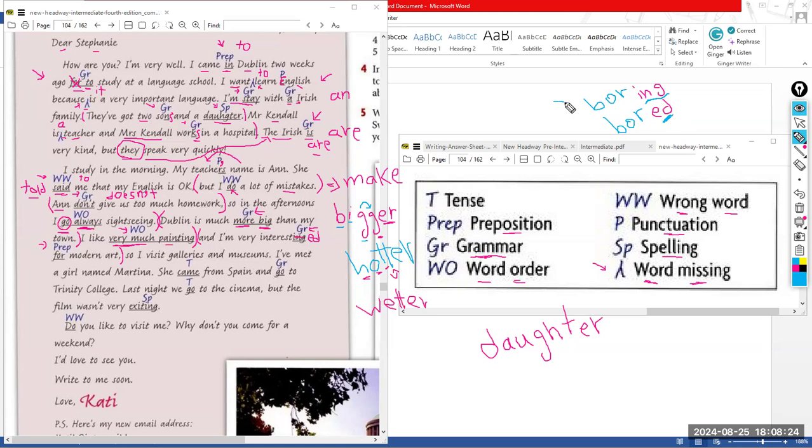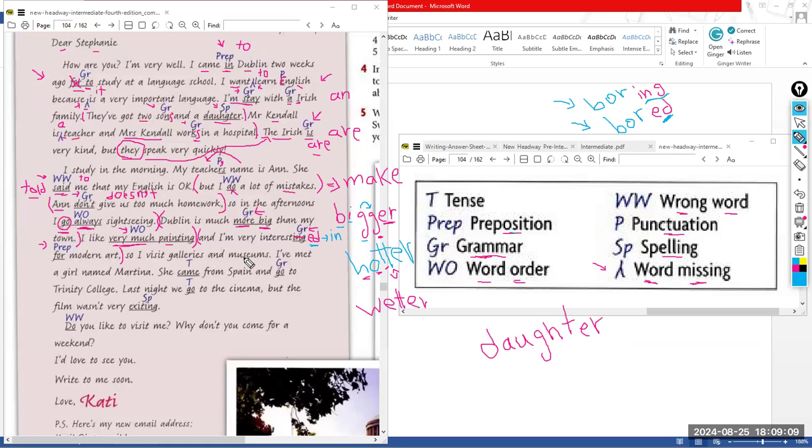For example, this class is boring. So notice I'm talking about the class. I am bored. Because I'm talking about me, and I told you that if I'm talking about people, I have to use the adjectives that end with ed. So this is why I have to say I'm very interested. And we have another mistake, which is for. For is wrong. I have to use in. All the time, guys, if you are using the adjective interested, you have to use the preposition in. I'm interested in music, for example. So this is a prepositional mistake.